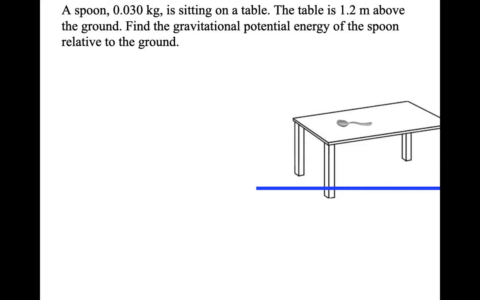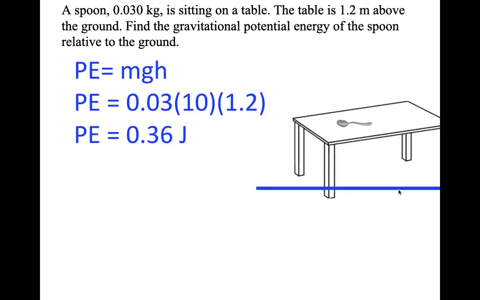So you have a spoon that is sitting on the table, and that table is 1.2 meters above the ground. We're going to find the gravitational potential energy of the spoon relative to the ground. So we're going to say the ground here is my zero. So my blue line here is my zero position, zero height, essentially. What it's going to look like is my equation is mgh. My mass is 0.03. Gravitational acceleration is 10. That's the same for everything on Earth, always going to be a 10. And then the height is 1.2, which is going to give you a potential energy of 0.36 joules. We measure energy in something called joules.